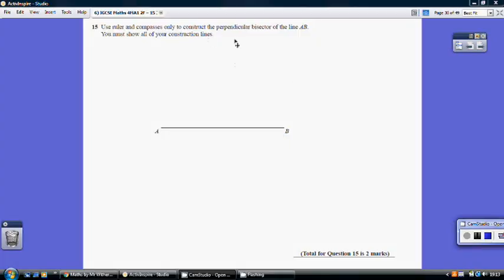Question 15. So a perpendicular bisector. Perpendicular means we need to draw a line which is at 90 degrees to AB, and bisector means it goes smack down the middle. Now the point is we've got to use ruler and compasses only, so you can't just measure along here then get out a protractor and measure 90 degrees. So how to do this?